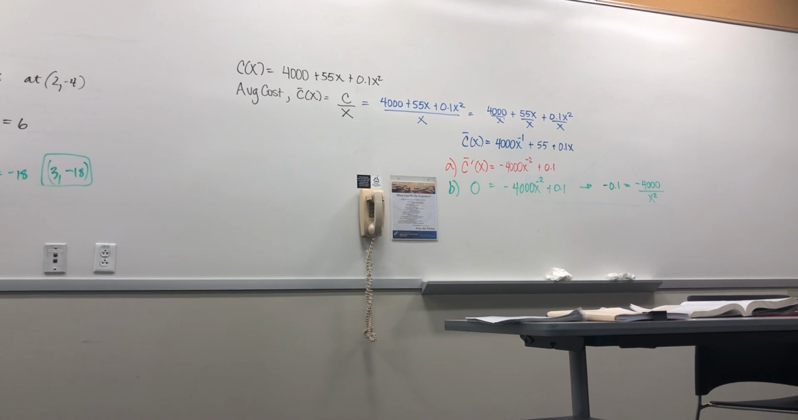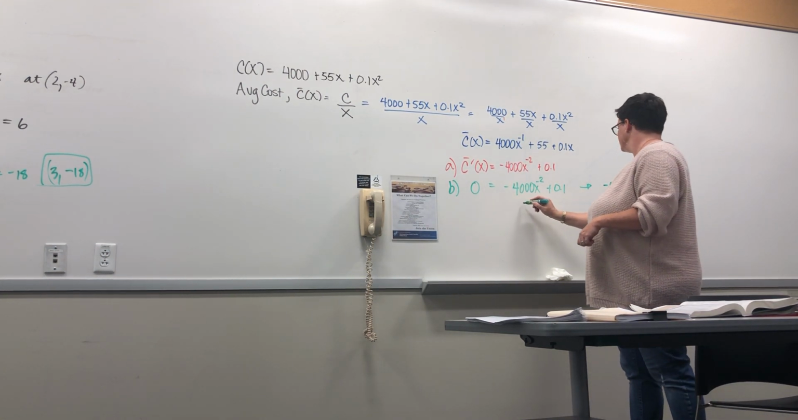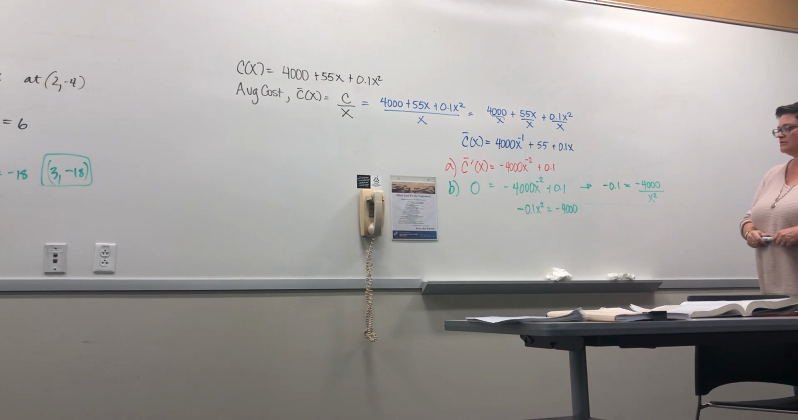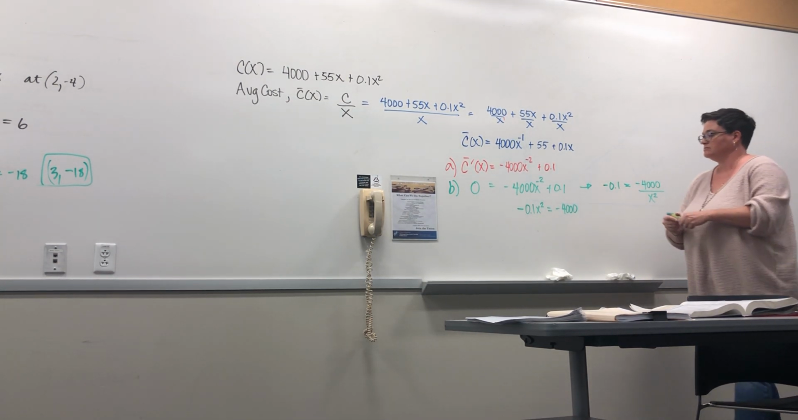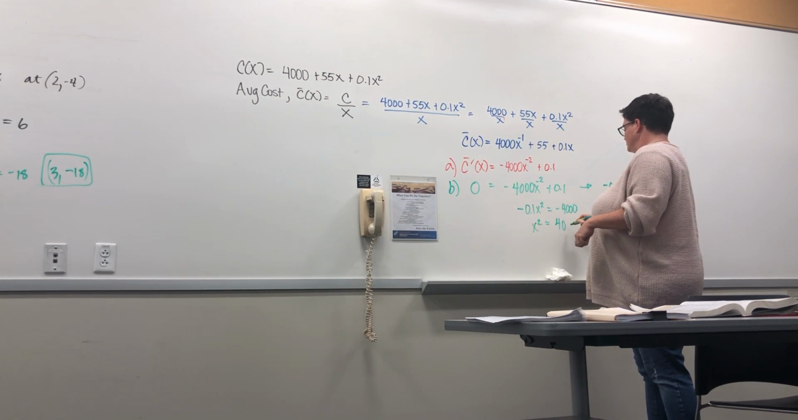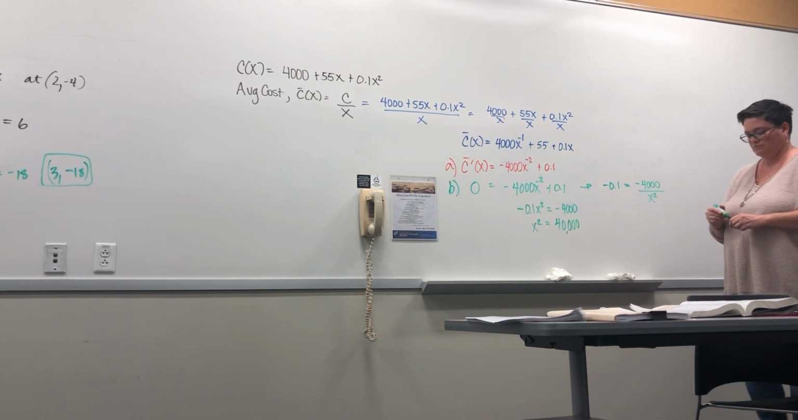Now what? What do I multiply both sides by to get it all on one level? So negative 0.1 x squared equals negative 4,000. Now how do I isolate the x squared? Divide both sides by? So x squared is going to be 40,000. Right?